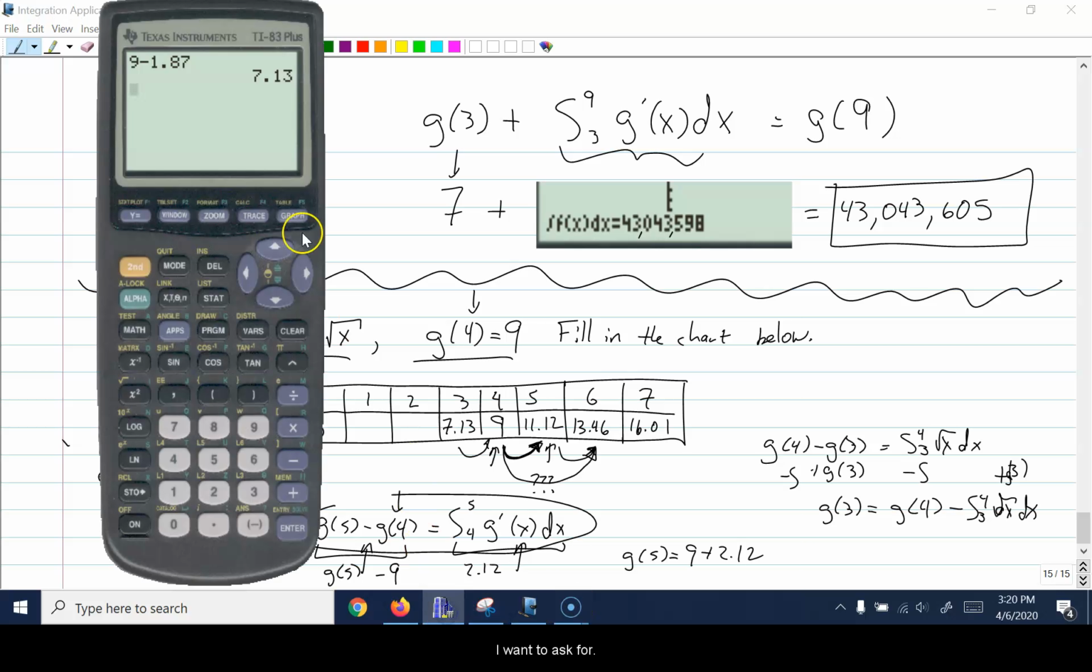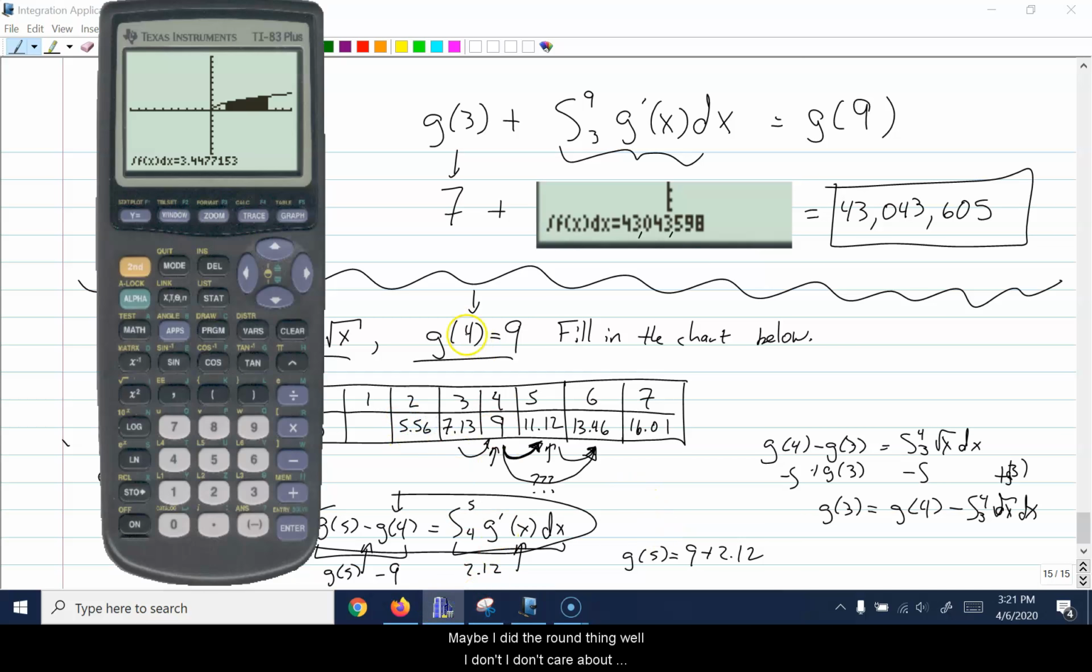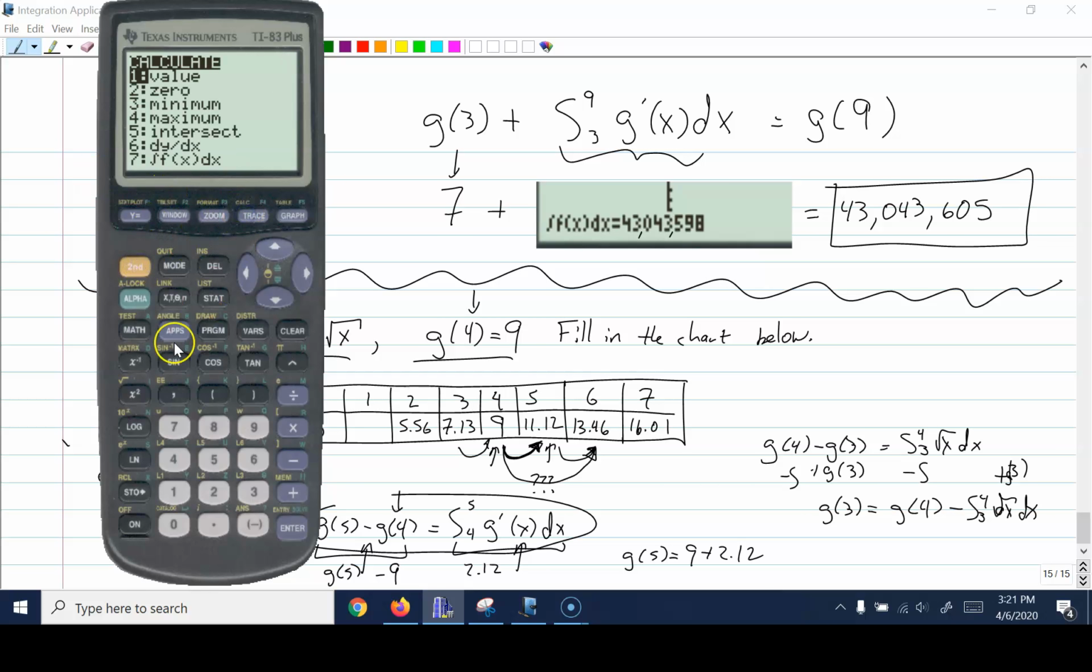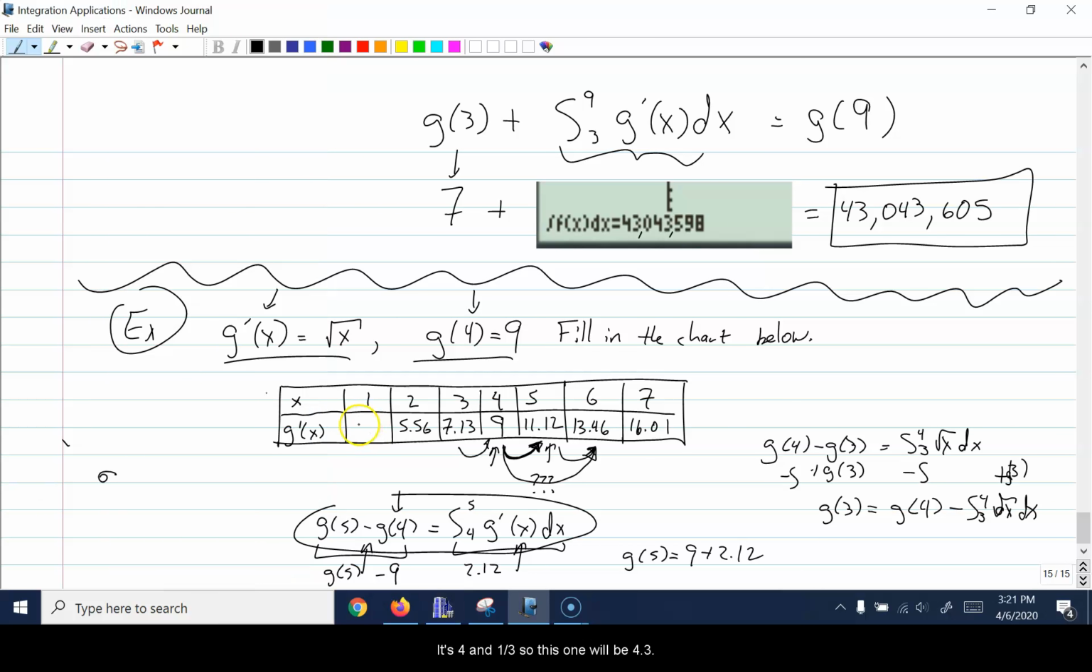I want to ask for the integral from 2 to 4. Calculate the integral from 2 to 4. And it's 3.44. What's 9 minus 3.44? It is 5.56. Maybe I did the rounding wrong. I don't care about that right now. Let's calculate the integral from 1 to 4. I think this one's going to be almost a whole number. 4 2/3. What's 9 minus 4 2/3? It's 4 1/3. So this one will be 4.33.